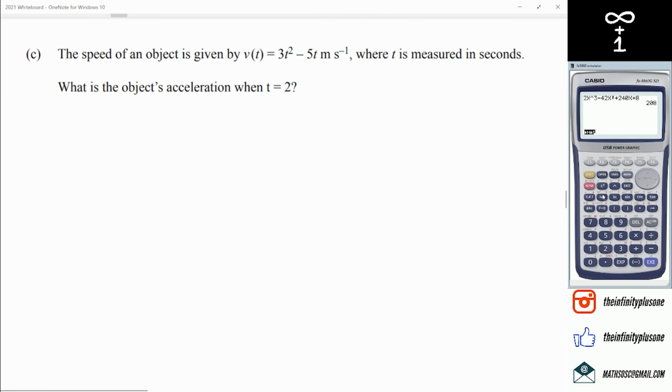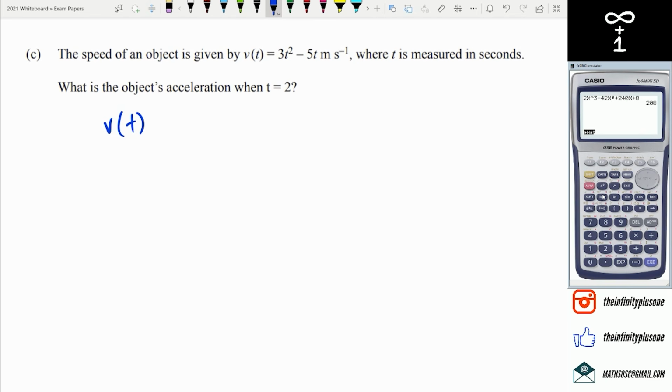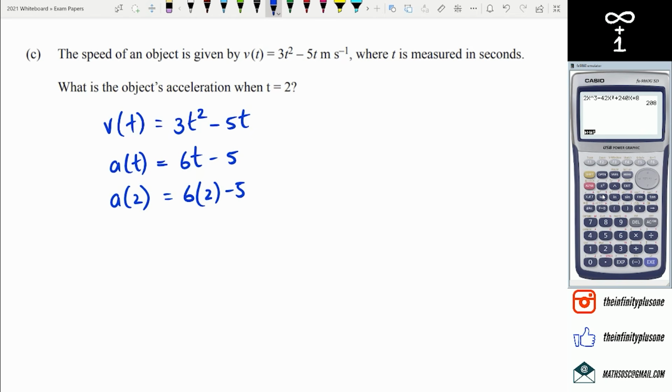Here we go. Another lovely velocity question, but this is not as complicated because all it's asking is the acceleration when t equals 2. So we're going to differentiate to find acceleration. Remember that v of t is 3t squared minus 5t. So acceleration is the differentiation of that, which is 6t minus 5. We're looking for acceleration when t is equal to 2, so 6 times 2 minus 5, which gives us 7.